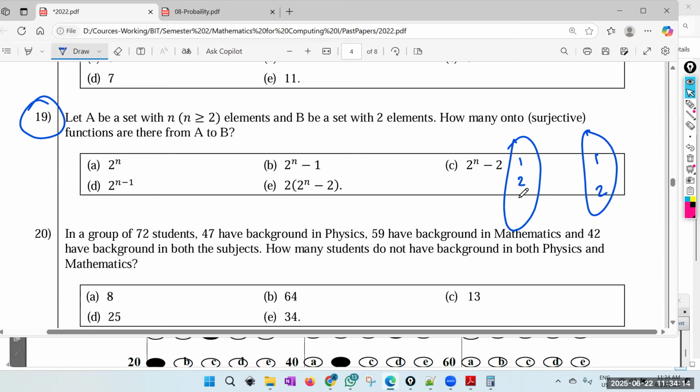Like 1, 2, 3, 4, and so on. How many onto or surjective functions are there? Onto means no open values in the range. But this is definitely more than 2, so the next possibility is 3. Onto functions. So how many possibilities are there?